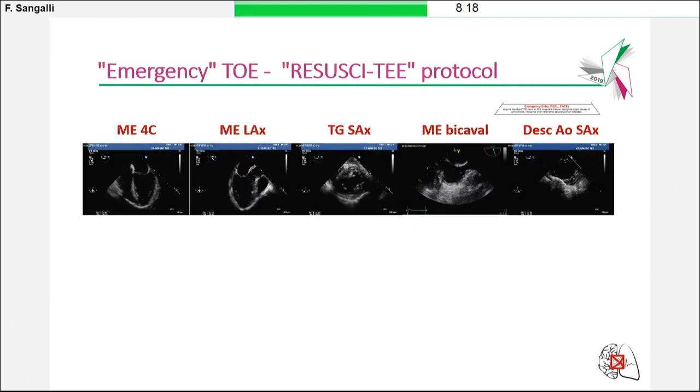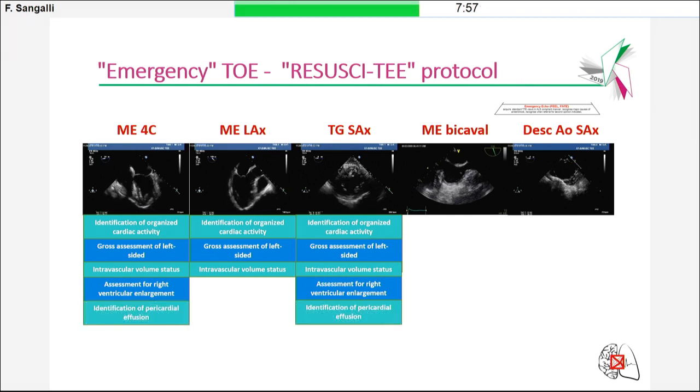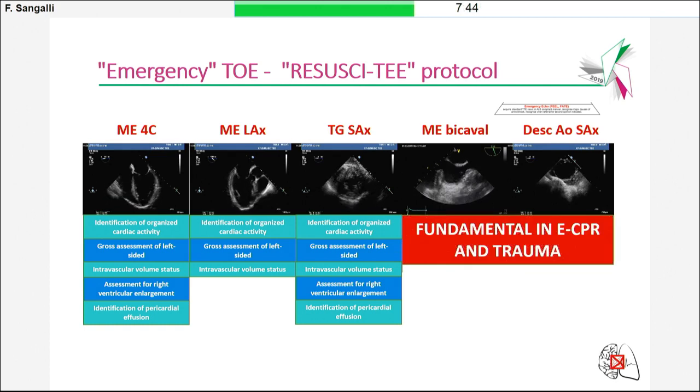This is what I normally use in daily practice, a limited number of 3 basic views: a middle esophageal 4-chamber view, a middle esophageal long axis view, and a transgastric short axis view. These together allow to discriminate most of the, sorry, too many animations, sorry. These allow to discriminate most of the life-threatening conditions that I can encounter in the emergency department or in the perioperative period. And in the setting of trauma or ECPR, it is advisable to add 2 additional views, a bicaval view and a descending aorta view, in order to exclude significant lesions or to guide the cannulation in the setting of ECPR. Does this work?